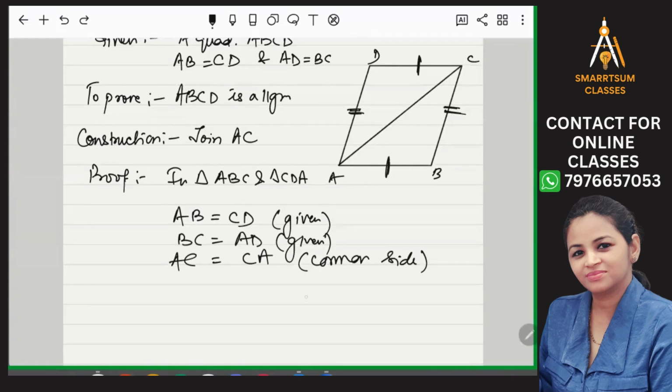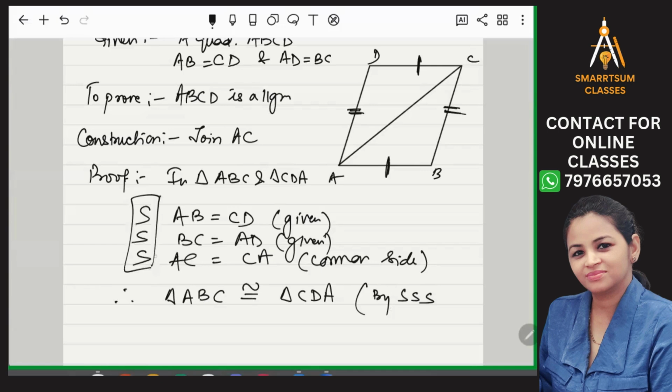So by these three things which are equal, three elements are equal for the two triangles, that is, three sides are equal. We can say that triangle ABC is congruent to triangle CDA. By which criteria? By SSS, side, side, side. By the SSS congruence criteria, we have proved that the two triangles are congruent.